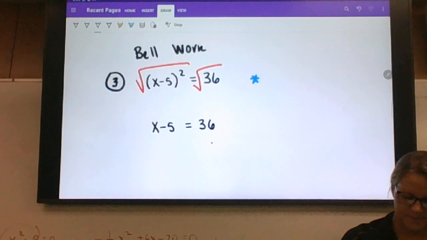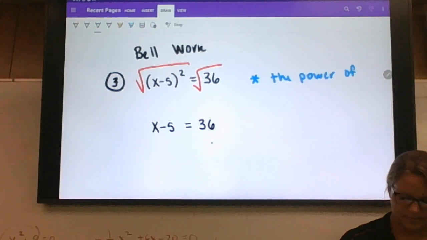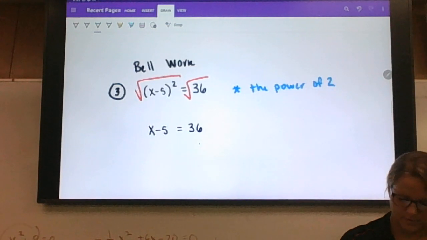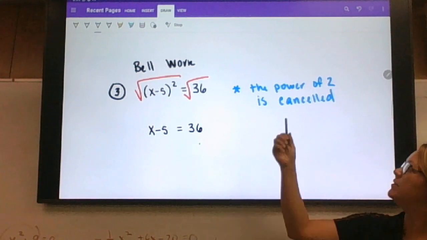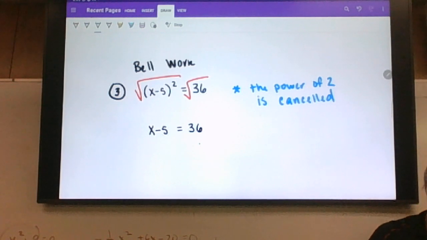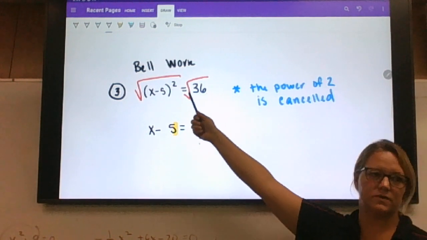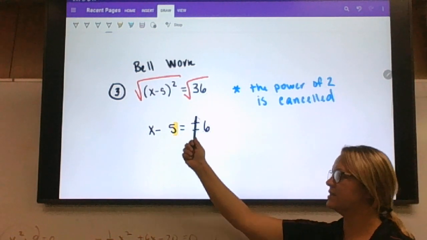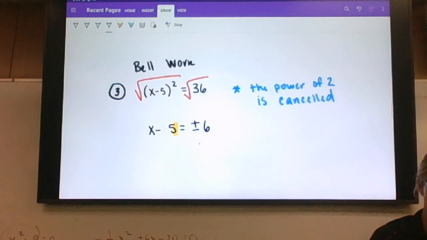So in this step, the power of 2 is canceled and we no longer need the parentheses. Whoops. The square root of 36 is 6, right, guys? But look, I'm going to write a plus and a minus 6 there. When I do the square root of 36 is 6, I put that plus sign and that minus sign there.